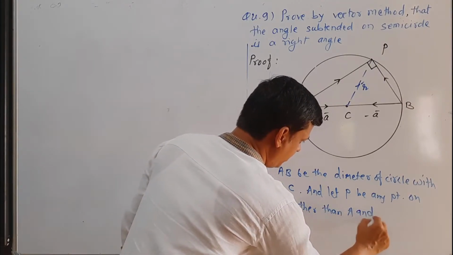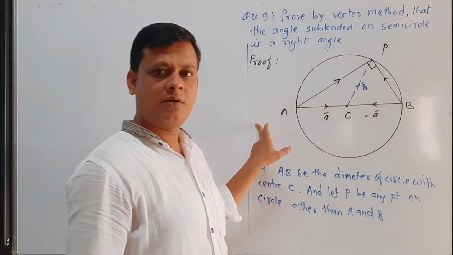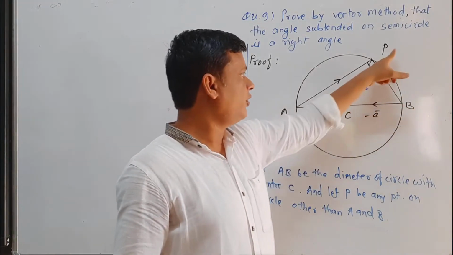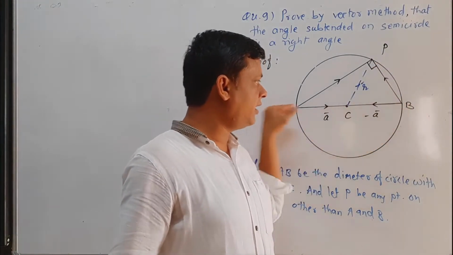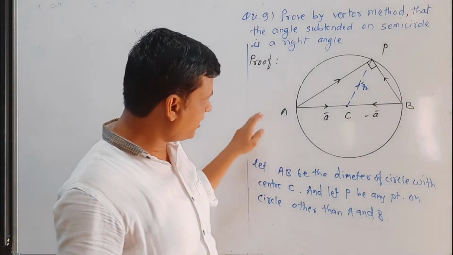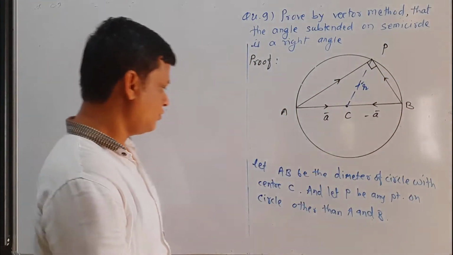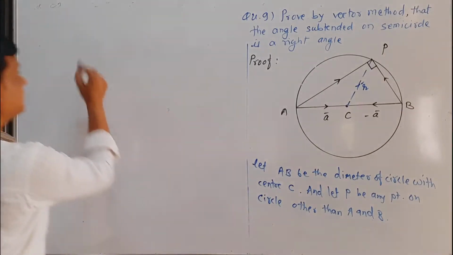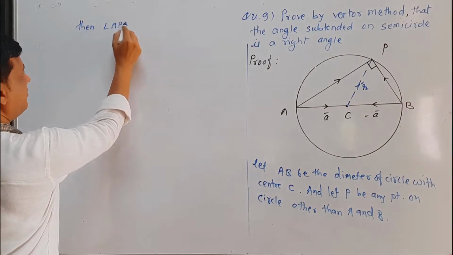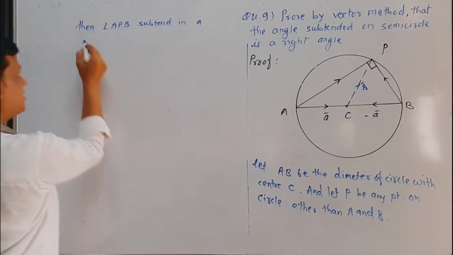Why other than A and B? If we consider this point P at A, then we get a straight line. If we consider this point P at B, then again we get a straight line. That means the angle gets 180 degree. So we consider a point on this circle other than A and B. So we have to show here, then angle APB subtend in a semicircle.